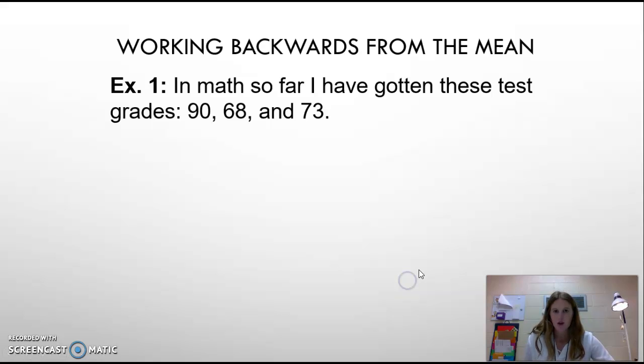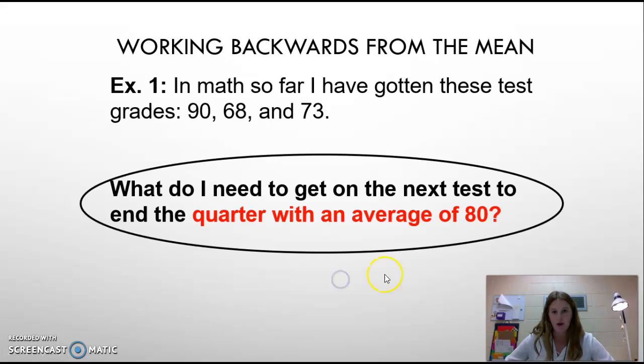So, working backwards from the mean, example one. Common question here. Example, in math so far, I have gotten these test grades. I got a 90, I got a 68, and I got a 73. And so a question could be, all right, I have one more test coming up, and I want my average to be blank. What would I have to get on this last test to secure that average? I have the average, but I don't know what I need to get on the last test. So our job is to figure out what I need to get on this last test to have an average of 80.